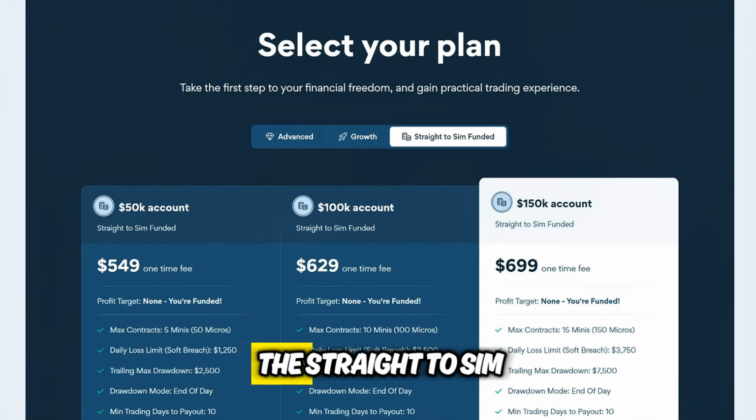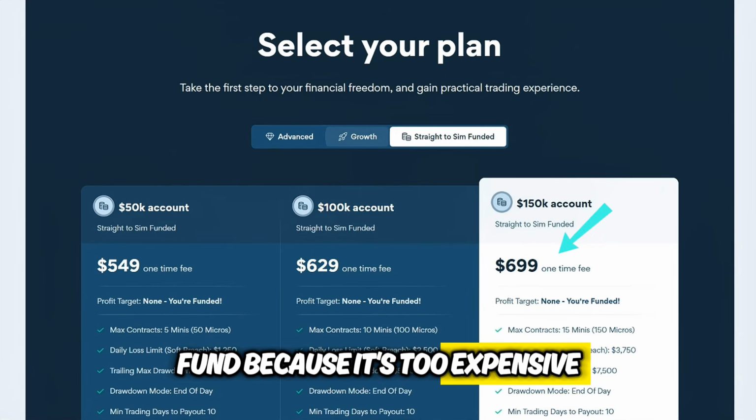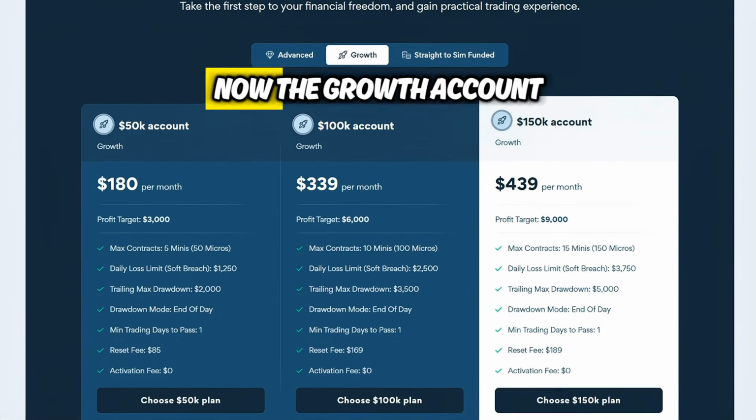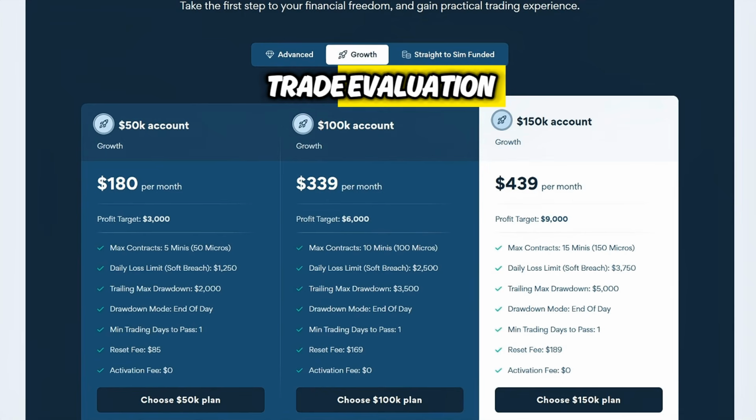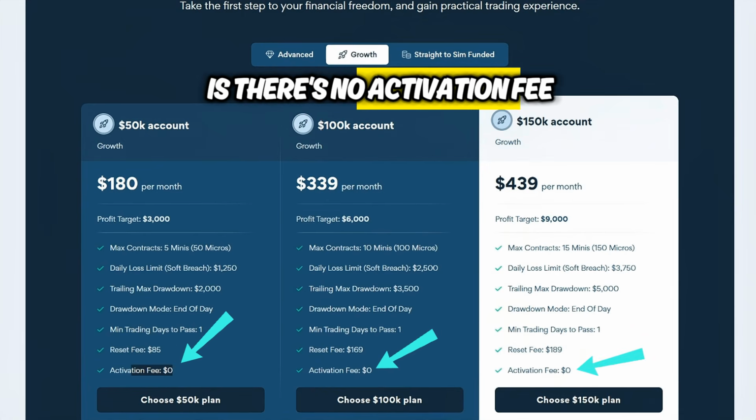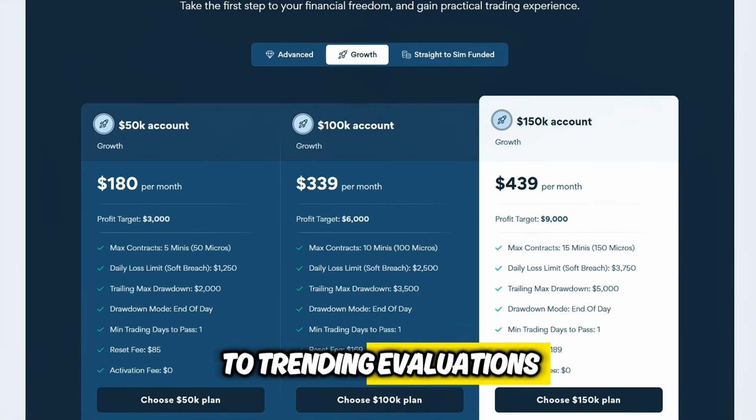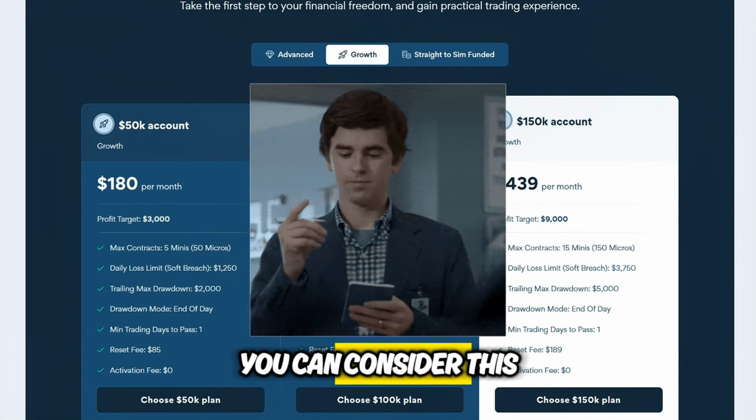Nothing like that. Now, if you don't like to trade the sim funded because it's too expensive, you can also consider the growth account. Now, with the growth account, you're gonna need to trade an evaluation, but the good thing is there's no activation fee. So if you're used to trading evaluations instead of instant funded, you can consider this growth account as well.